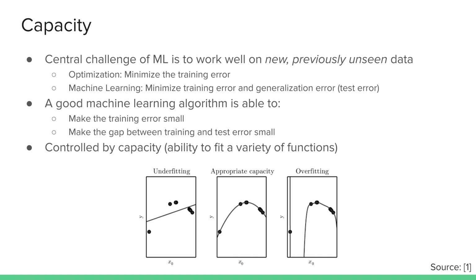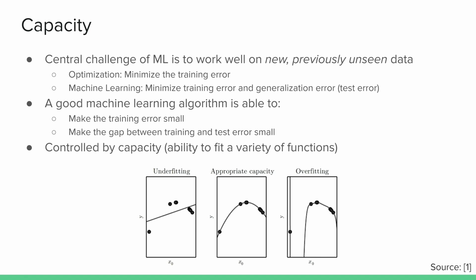And how can you control this? It's the capacity. This is the central parameter that allows us to determine how good our network can eventually become at fitting the underlying function that we're trying to learn here. So it's the ability to fit a variety of functions.